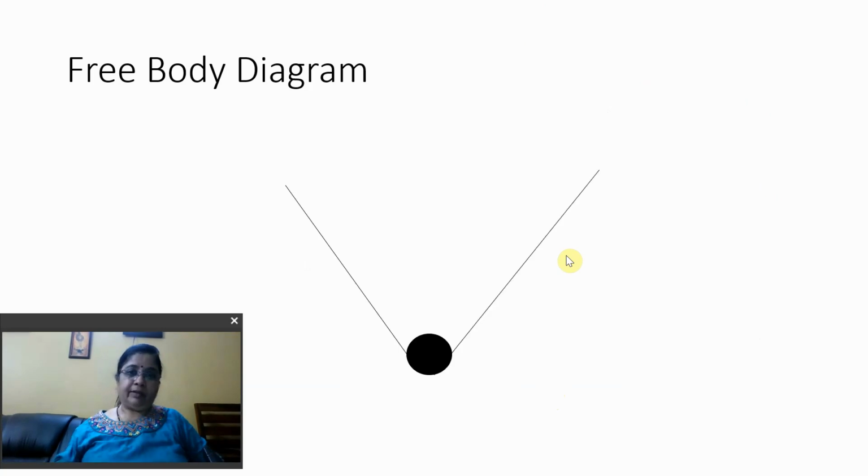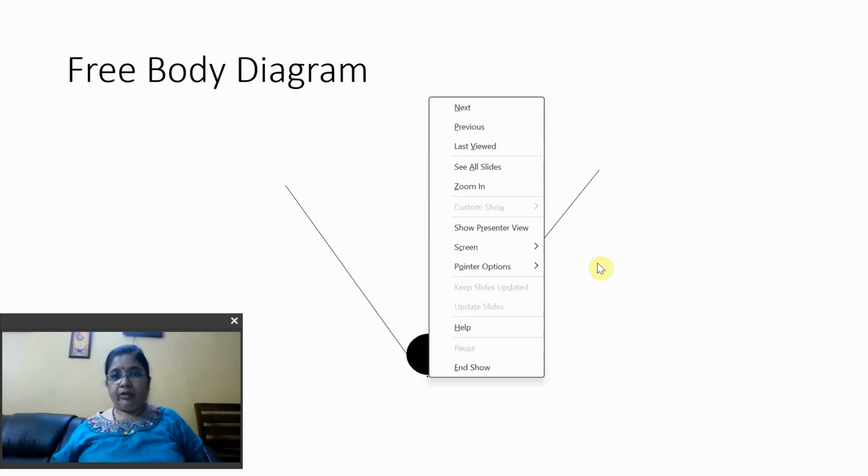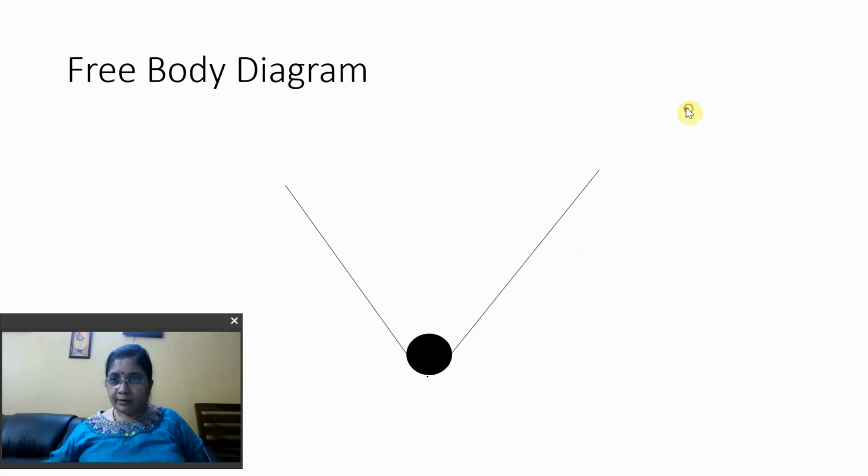Let me see if I have any more. Yeah, I have a weight suspended by a thread. So what are the forces acting on this? Obviously, if you're going to isolate this, number one, you all know that's the force of gravity acting on the weight. If it is the same thread that is going through this, so what will I have?